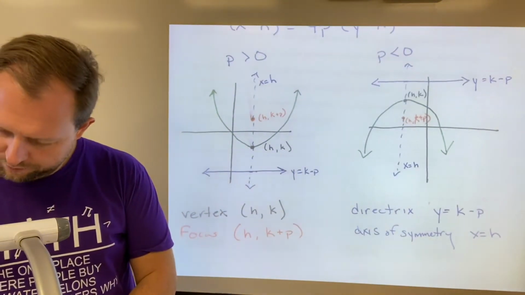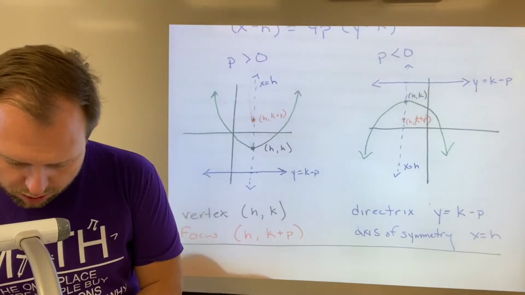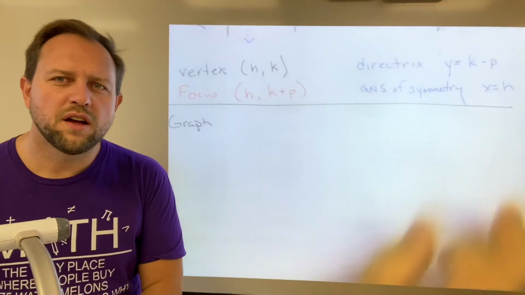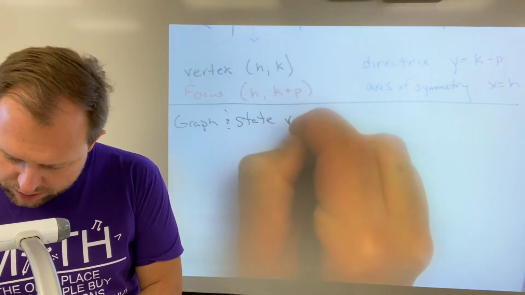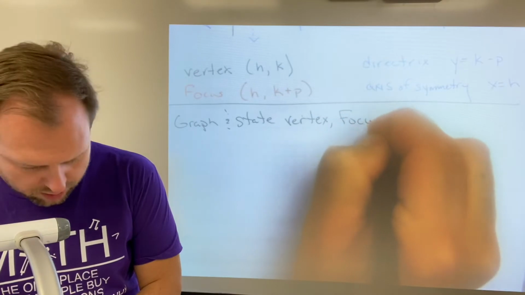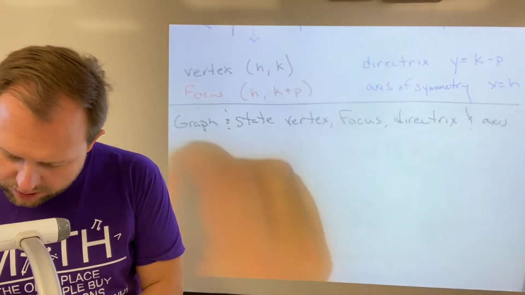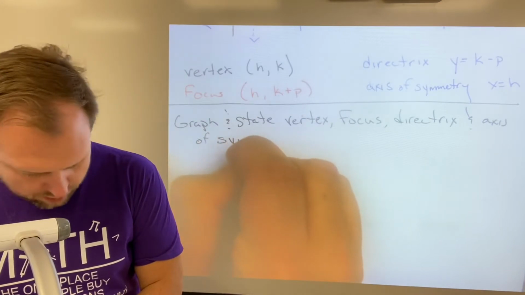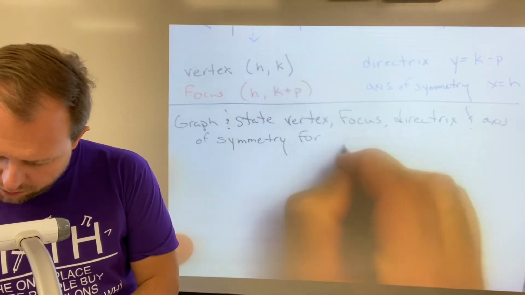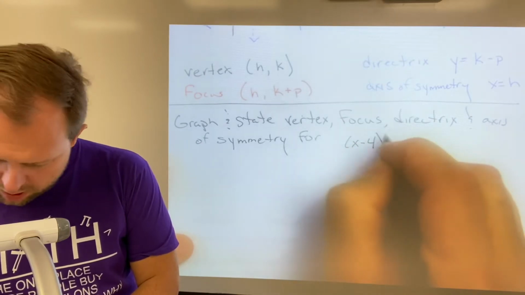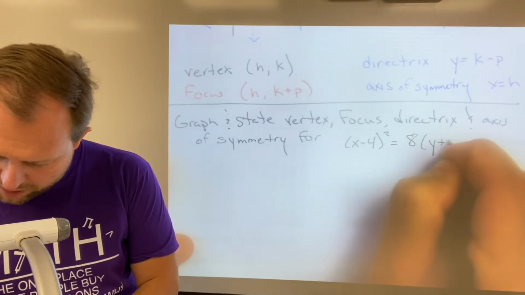First one, draw a line here. Graph and state the vertex, focus, directrix, and axis of symmetry for, I'm going to give you the equation, (x minus 4) quantity squared equals 8 times the quantity (y plus 3).